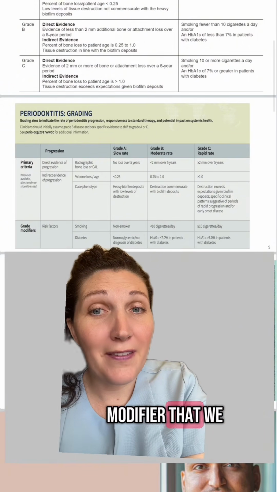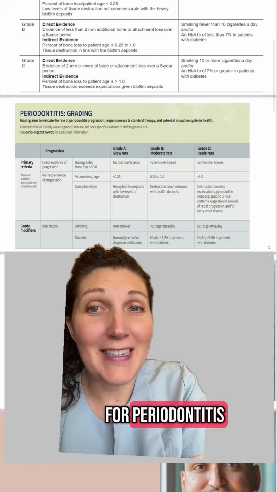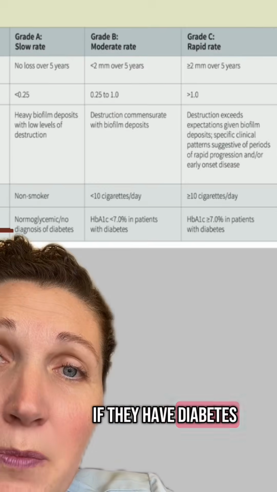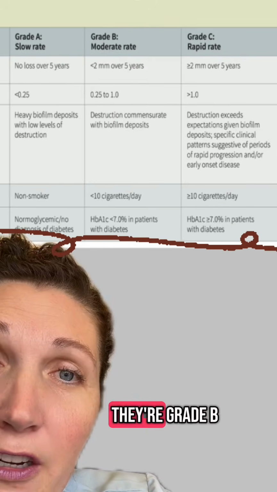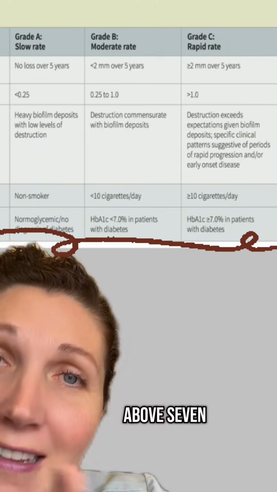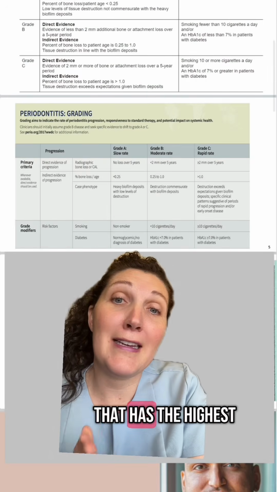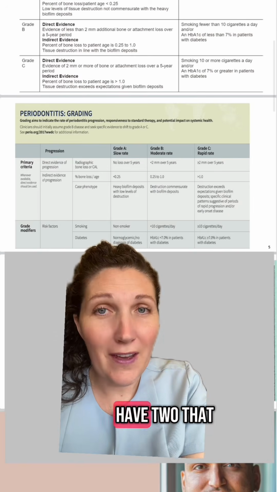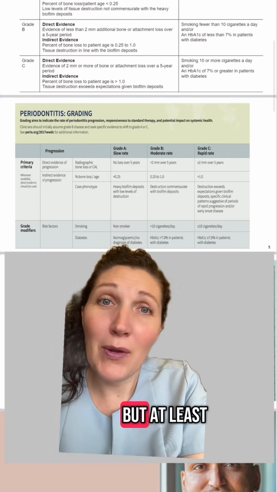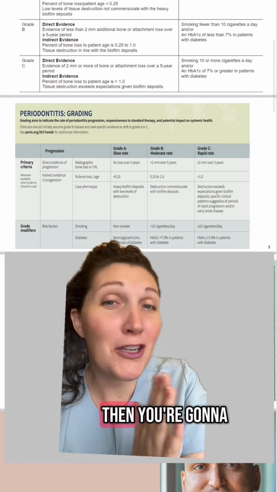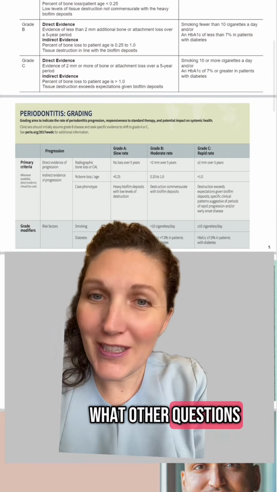The other grade modifier that we know is a big risk factor for periodontitis is diabetes. So if they have diabetes, but their HbA1c is less than 7, they're a grade B. And if they're above 7, then they're at a grade C. And then essentially you're just going to choose the box that has the highest. So if we have 2 that fall in A, but at least one of them falls in C, then you're going to choose C. What other questions do you have about grading?